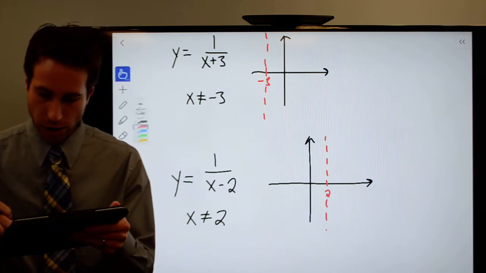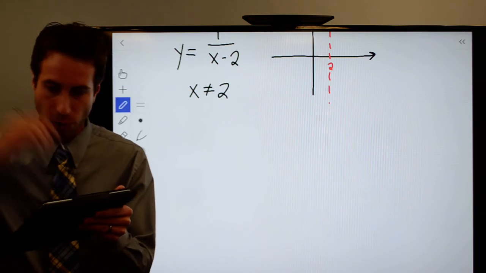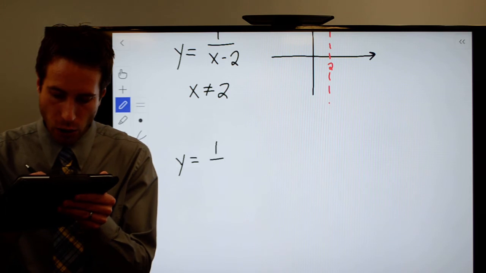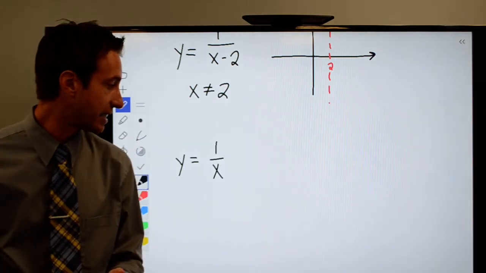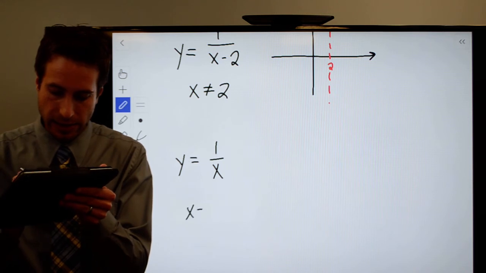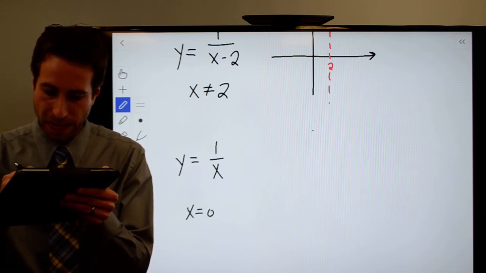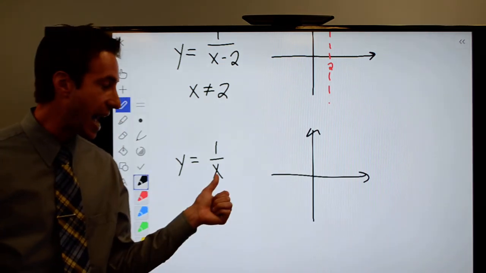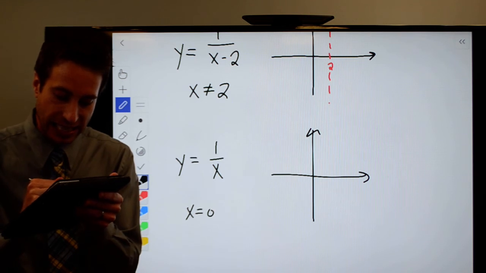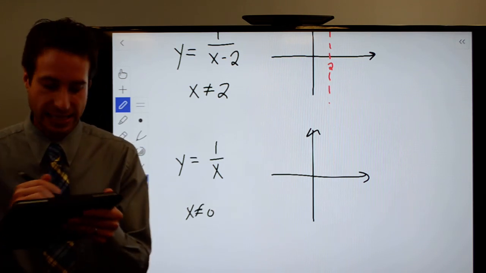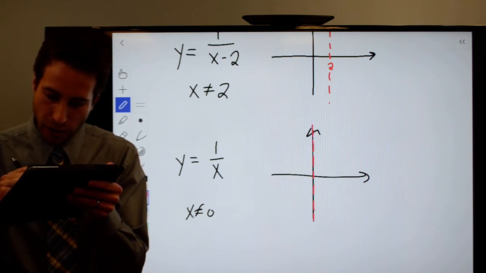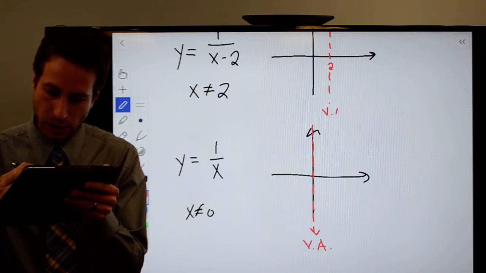Again, one more just to really drive this point home, because we're going to see this a lot here in just a second. y equals 1 over x. What gives me division by 0? Well, when x is equal to 0. Again, this is our parent function, right? When x is 0, I get division by 0. That means x cannot be 0. When x is 0, it will manifest itself on my graph as a vertical asymptote.